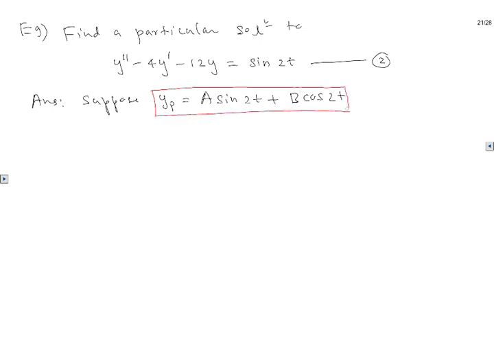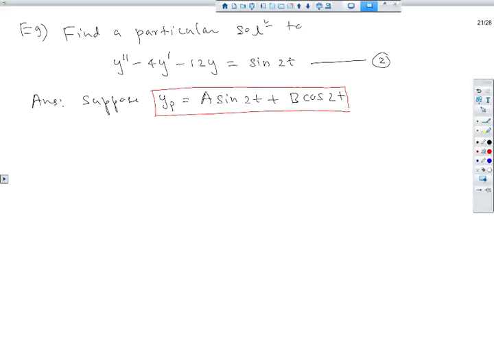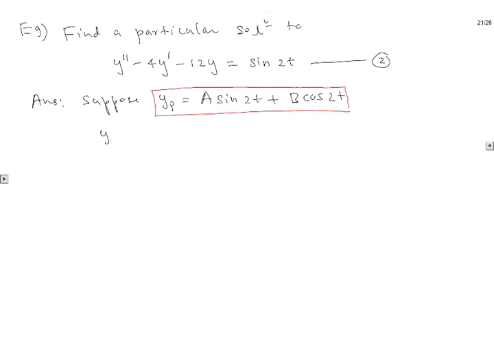Now what you do is the same thing: take the derivatives, plug in there, equate coefficients. So let's do it. The yp prime: you take the derivative of sine, it becomes cosine, and the 2 comes out. So you're going to get 2a cosine 2t. And cosine, when you take the derivative, we have a negative sign, so it's negative 2b sine 2t.